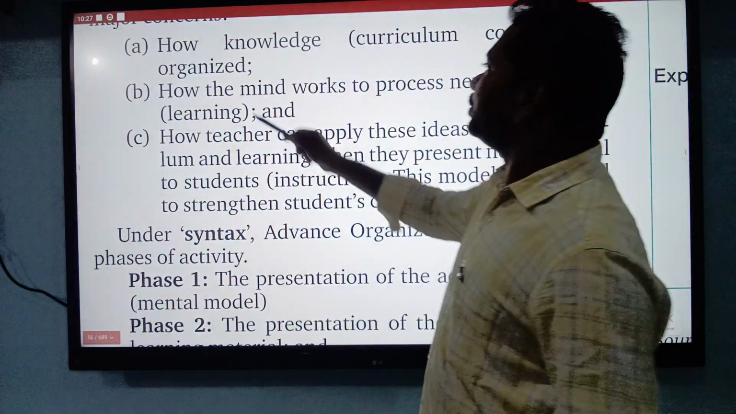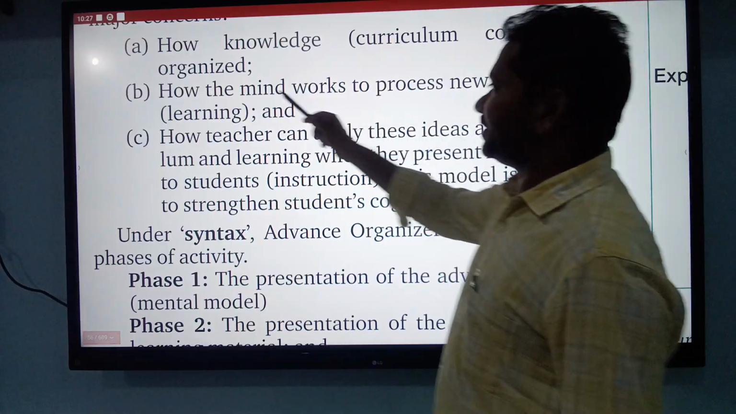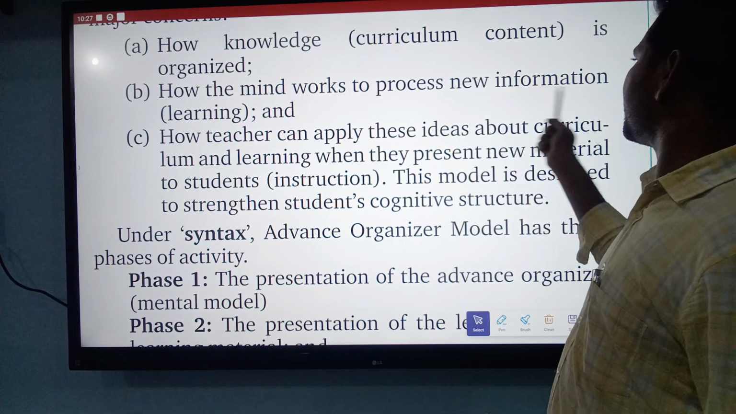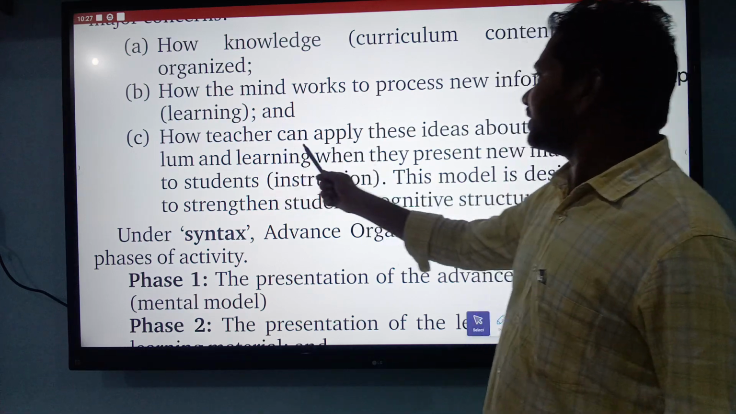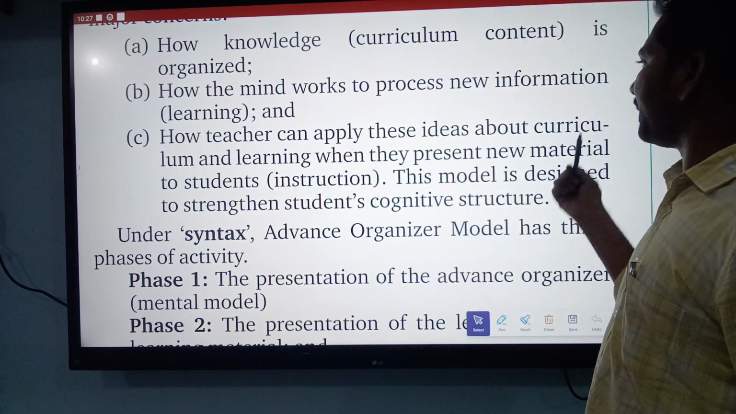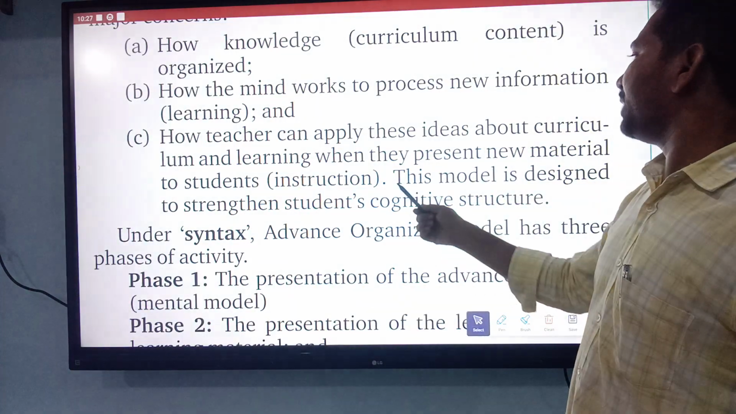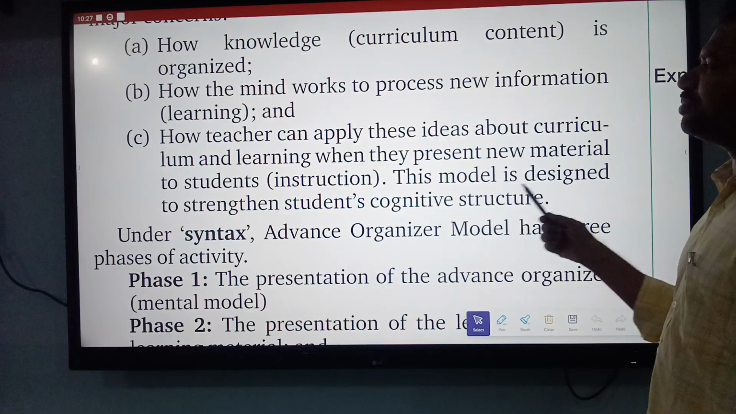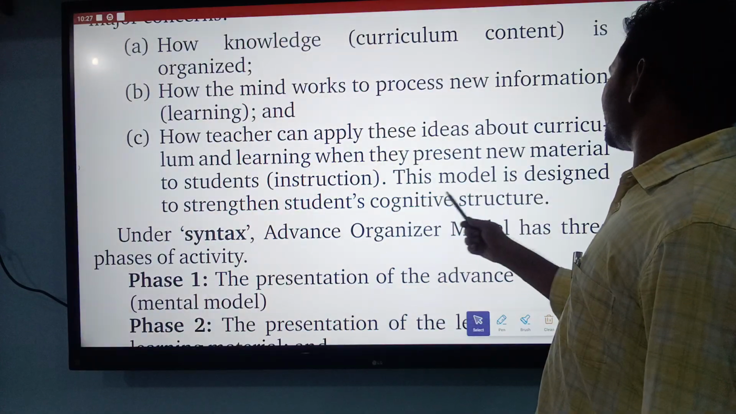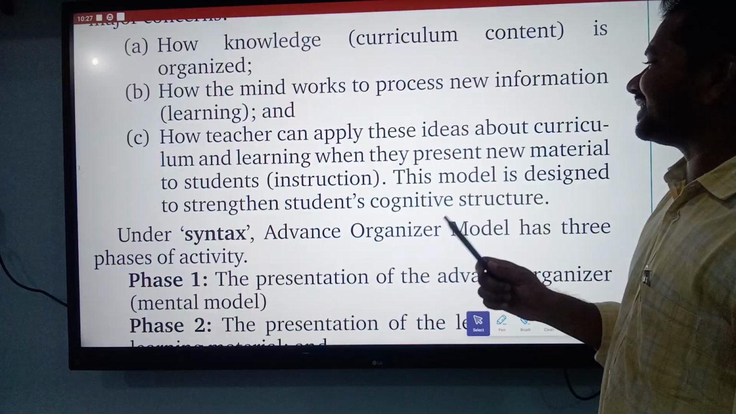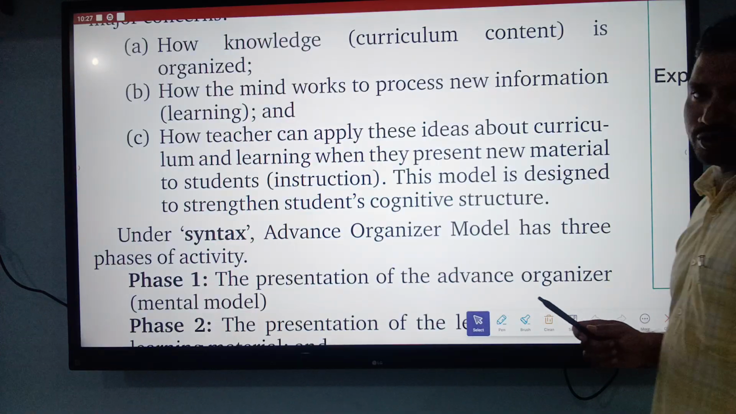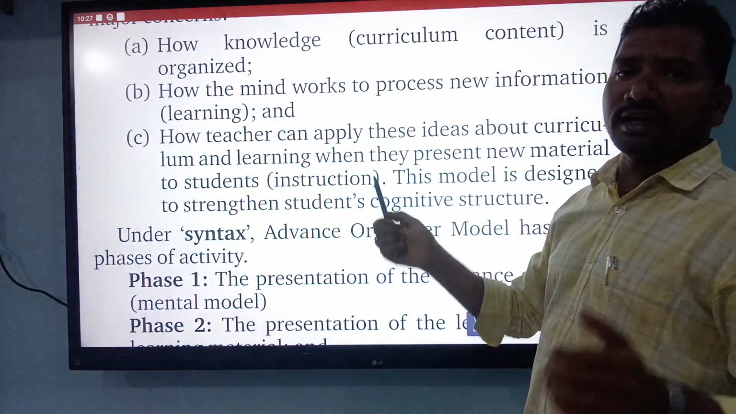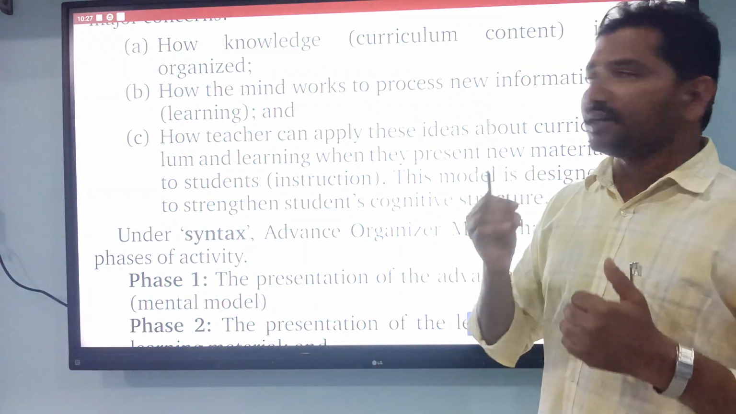How knowledge is organized, how the mind works to process new information, and how teachers can apply this idea about the curriculum and learning when they present new materials to students. And this model is designed to strengthen the student's cognitive structure. So it has three concerns. Number one, how knowledge is organized.